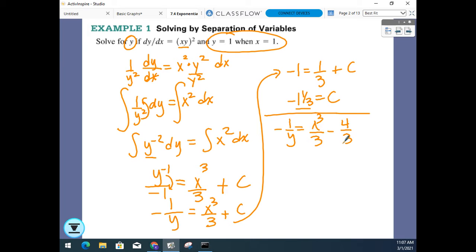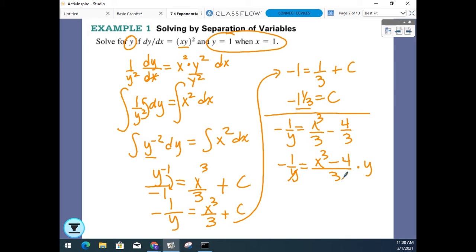Okay, so if I want to get y by itself, I need to get y out of the denominator. First of all, I'm going to make this side one fraction. I'm going to get a common denominator, which is 3. And at this point, there's a couple of ways you can think about it. I can multiply by y. I have to get y out of the denominator. So I'm going to multiply by y. You could think of it as cross multiply and divide to get y by itself.